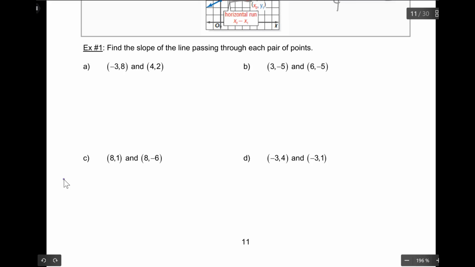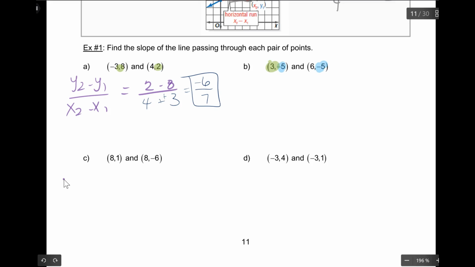So I can do the first one. We're doing y2 minus y1 over x2 minus x1. So it's 2 minus 8 over, right, I'm doing the y's first, over 4 minus a negative 3. Notice the negatives cancel out. So we have 2 minus 8 is negative 6. 4 plus 3 is 7, so negative 6 sevenths. Make sure you put your y's together and your x's together.